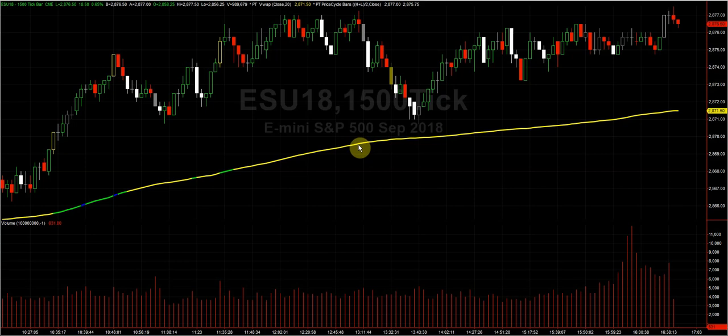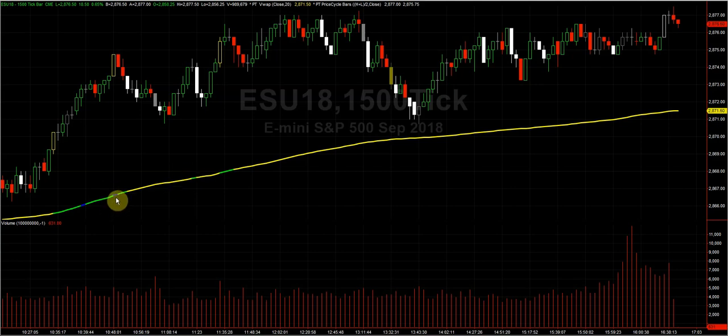And VWAP, of course, stands for Volume Weighted Moving Average. And this in particular is a multicolored line. When price is in an uptrend, the normal color of the line will be yellow. When it starts to get extended, it will become green. And when it gets into what it considers overextended territory, it becomes blue.